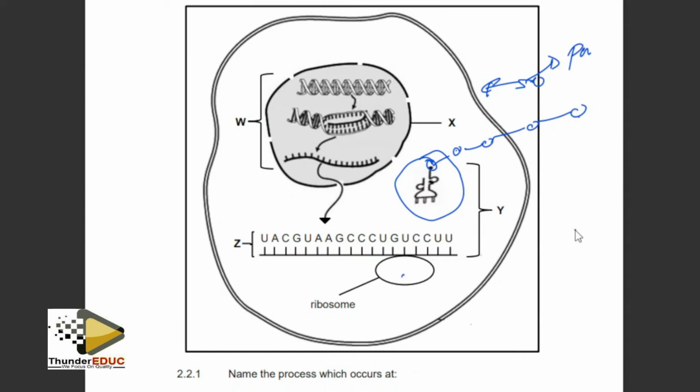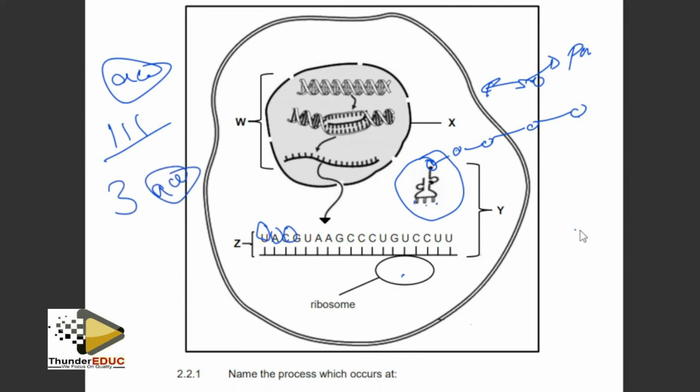Now, a question can come. How many bases, how many nucleotides code for an amino acid? Remember, an amino acid always has 3 bases, 1, 2, 3. But if they say there are 3 amino acids, how many bases are there? It's going to be 3 times 3, which gives you 9.